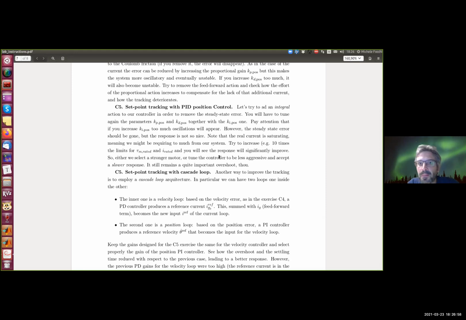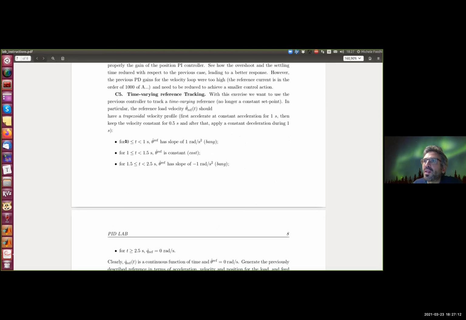But let's say that the range we need to cover is very long, and we don't want to go too fast. So we accelerate for a certain time. Let's say for 1 second we accelerate, and we give the maximum acceleration, and the velocity will increase with a slope, for example, of 1 rad per second squared. So let's say our maximum acceleration is 1 rad per second squared. Then we keep the velocity constant for 1 second, so zero acceleration here, because we keep the velocity constant, and this means we have zero acceleration.